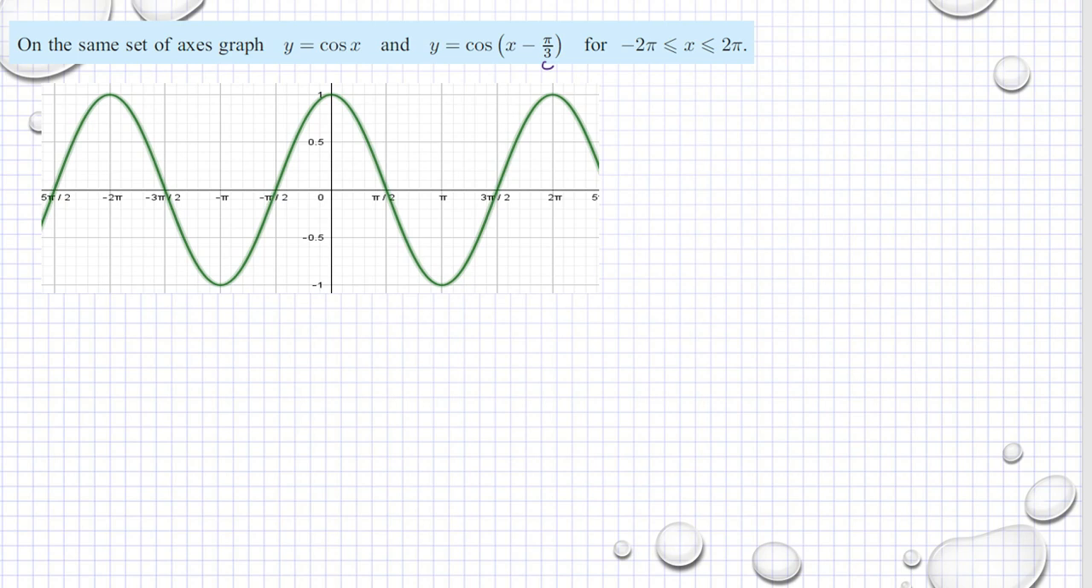So if we have pi over 4 here, and we have pi divided by 3, it should be here, like that. And it should be here, and here, and here. It should be there. So it should look like this.